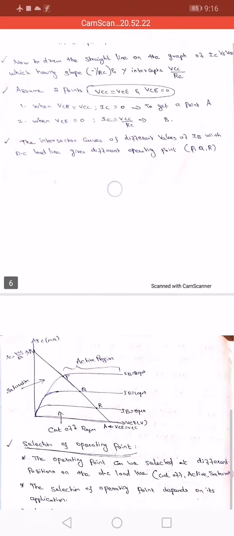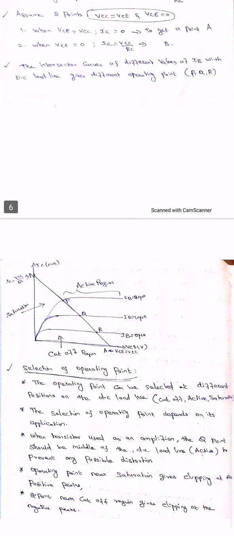The intersection of curves of different values of IB with the DC load line gives different operating points. So in the output characteristics of the transistor, we drew a DC load line with the help of 2 points A and B. Its intersection with the curves of different values of IB, that is, different values of base current, means the straight line intersects these different IB values. We get different operating points P, Q, R.